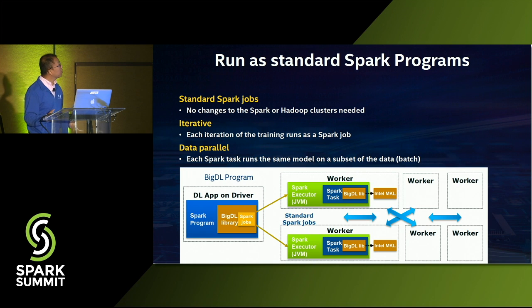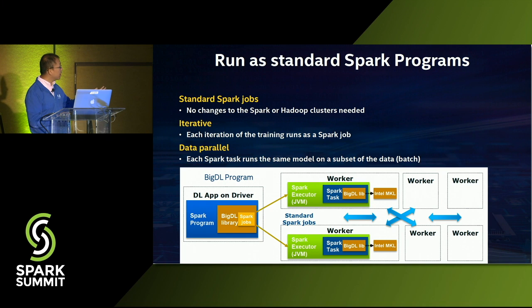It's a standard Spark job, with no changes to the Spark or Hadoop cluster needed. It's an iterative process, so every iteration of the training will run as a Spark job. And it's data parallel, so every Spark task runs on the same model, on a subset of your data. In training, every Spark task will process a subset of your mini batch and compute the gradient, and as I mentioned before, you will run a synchronization after that and perform all of the SGD operations. So essentially, this is how a BigDL program looks.